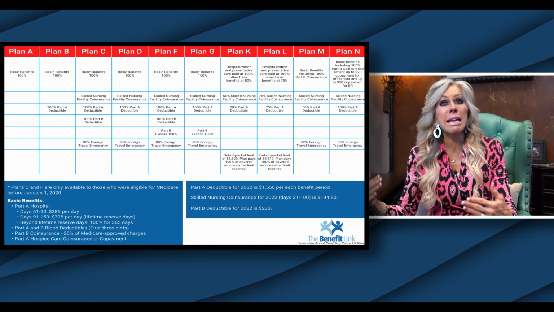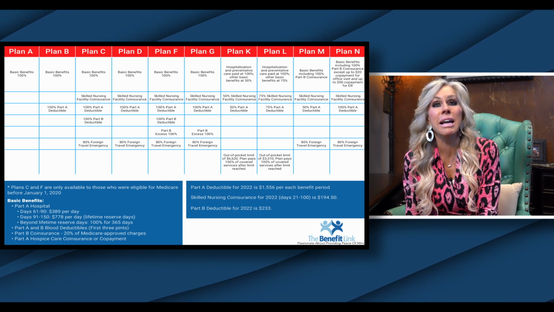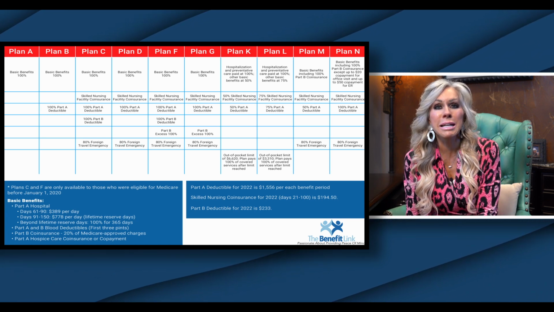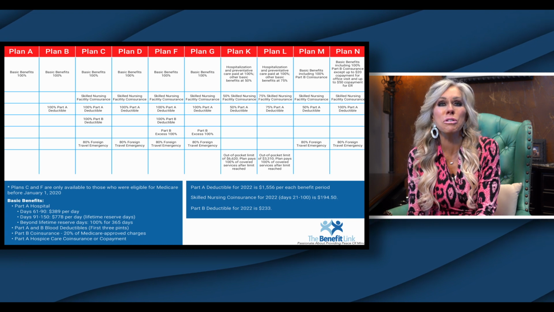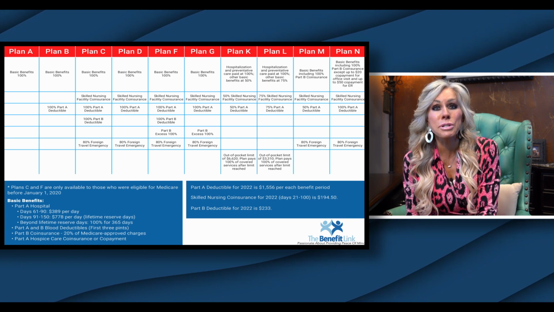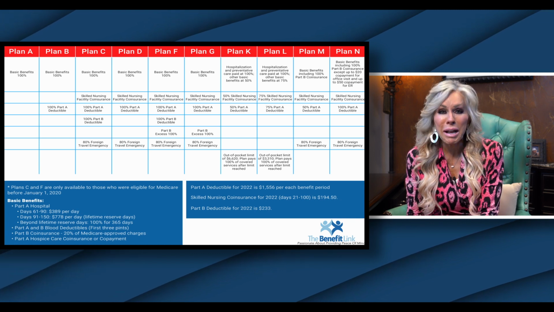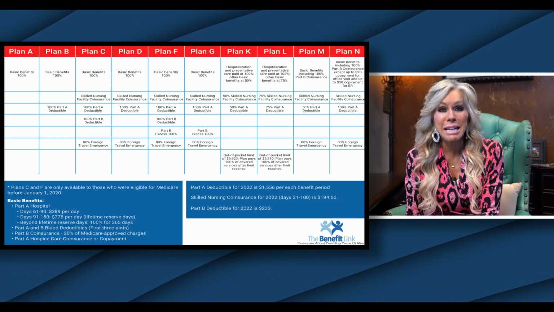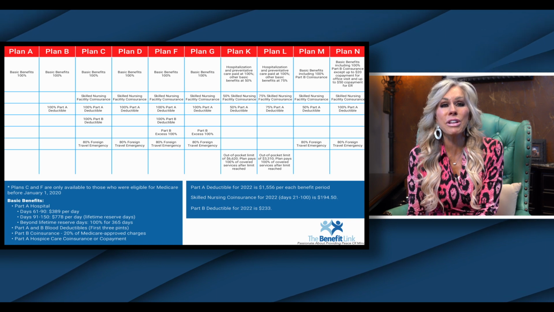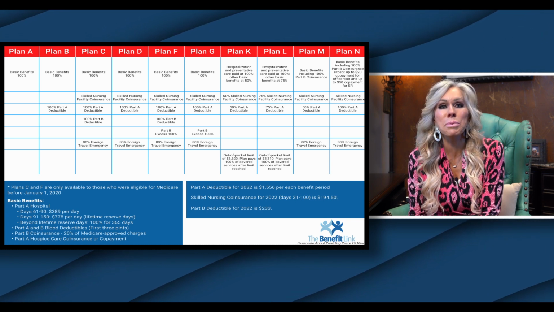And now it is exactly identical to that Plan F. It covers 100%. It covers 100% of skilled nursing. It even covers 80% of foreign travel. I don't know how much traveling you guys are doing today. However, if you start traveling again, you can know that even in foreign travel, you have 80% coverage.